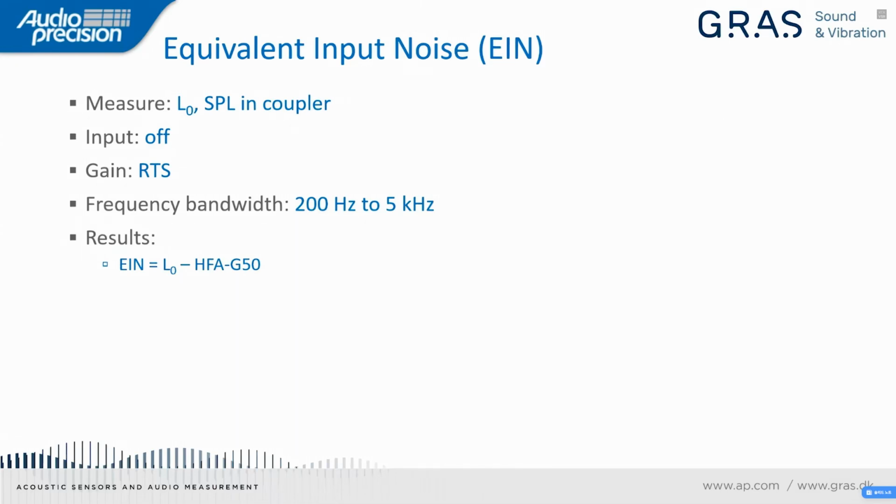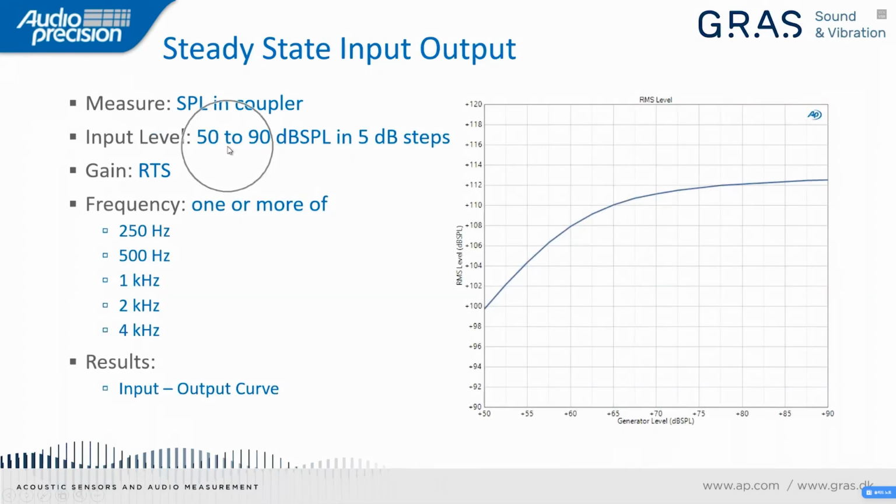The steady state input-output is a metric for hearing aids with automatic gain control. So in this case, we have an input level that we step from 50 dB/SPL to 90 in 5 dB steps. The gain of the device is set at the reference test setting, and the frequencies called out are one or more of 250, 500, 1K, 2K, or 4 kilohertz. The result we're looking for is the input-output curve as shown on the right here. You can see for this device, it's quite linear from about 50 to 57 dB/SPL, and then it starts to roll off as the automatic gain control circuit kicks in.